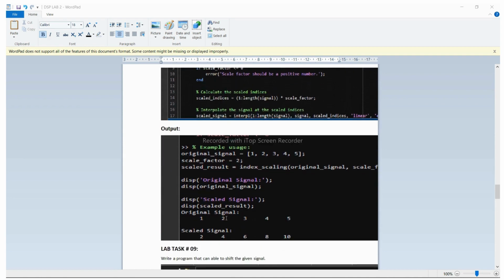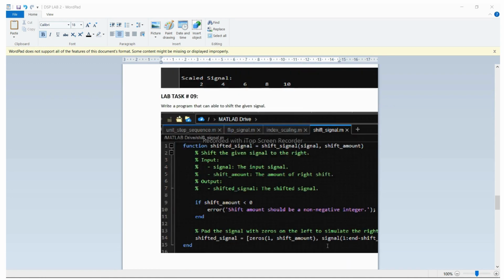Original signal. You can see the original signal starts from 1, 2, 3, 4, and 5. After scaling the signal, it will become the following sequence, that is 2, 4, 6, 8, and 10.